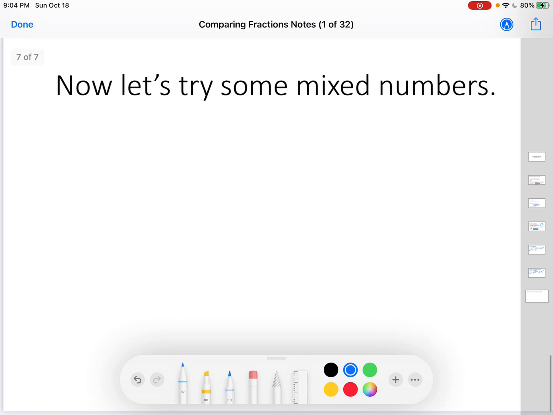Now, unfortunately, we have to try some mixed numbers. I say unfortunately because mixed numbers stink. They're a pain to deal with, and they're just annoying overall. But you have to run into mixed numbers sometimes, and if you run into them, it means you have to compare them. So let's try 3 and 7/8 compared with 5 and 2/5.